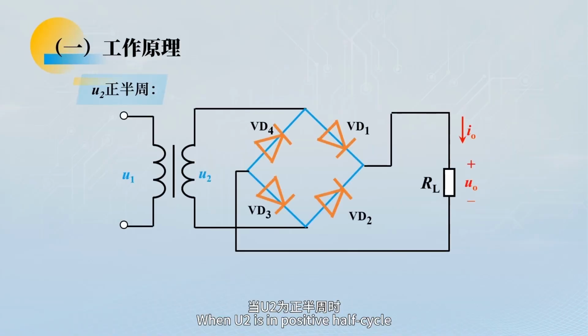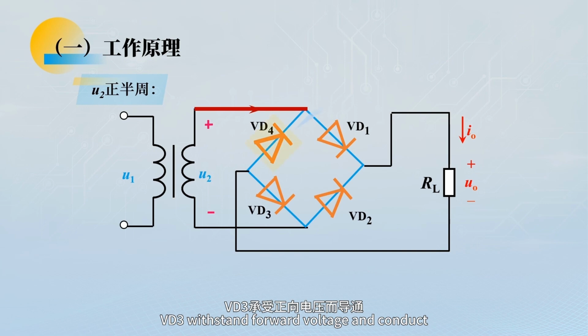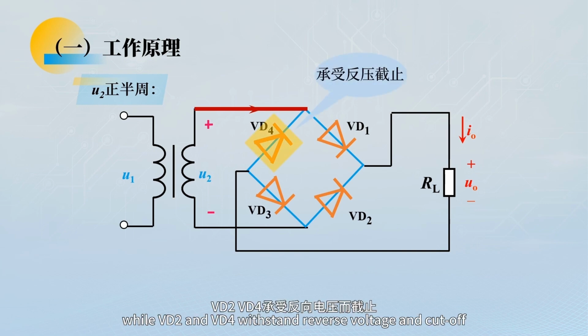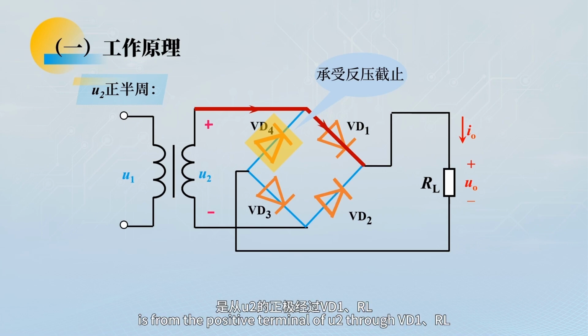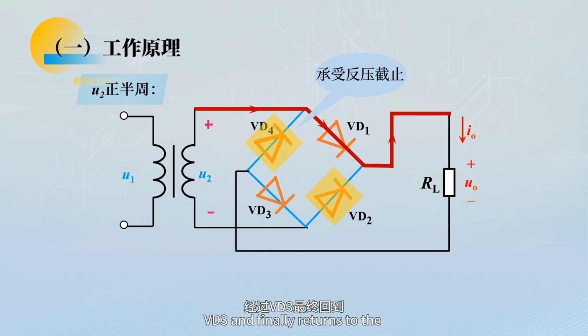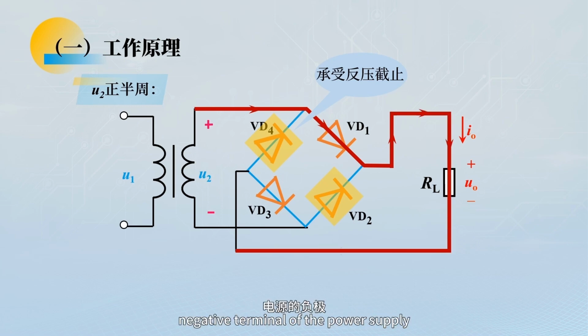When U2 is in positive half cycle, U2 is positive above and negative below. Diodes VD1, VD3 withstand forward voltage and conduct, while VD2 and VD4 withstand reverse voltage and cut off. At this point, the path of the current is from the positive terminal of U2 through VD1, RL, VD3, and finally returns to the negative terminal of the power supply.